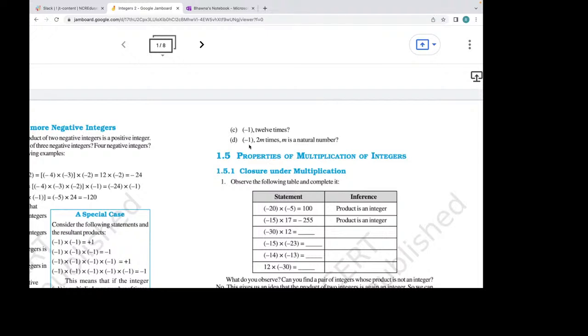So that means here -1 is multiplied 2m times. So 2m is an even number. So again you are multiplying -1 even number of times. So that is why it will give you +1. So I hope that is clear to everyone.